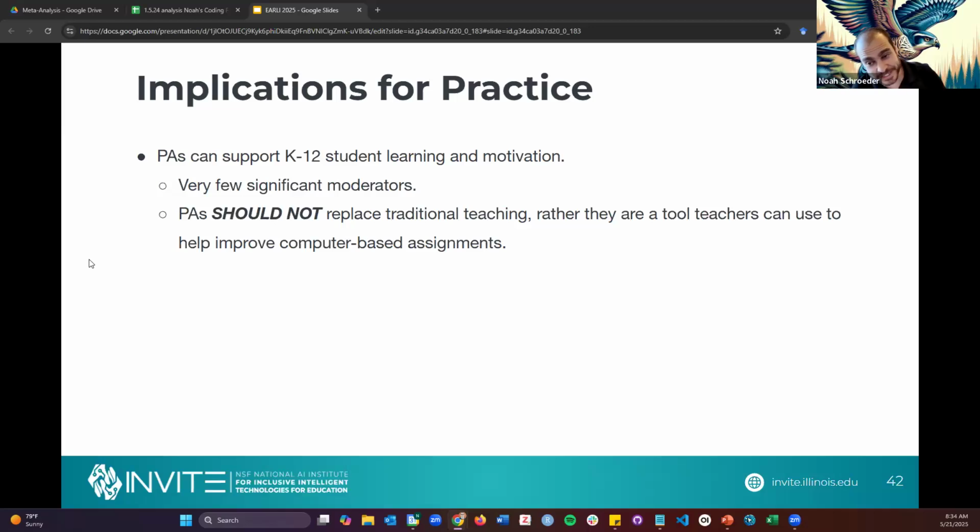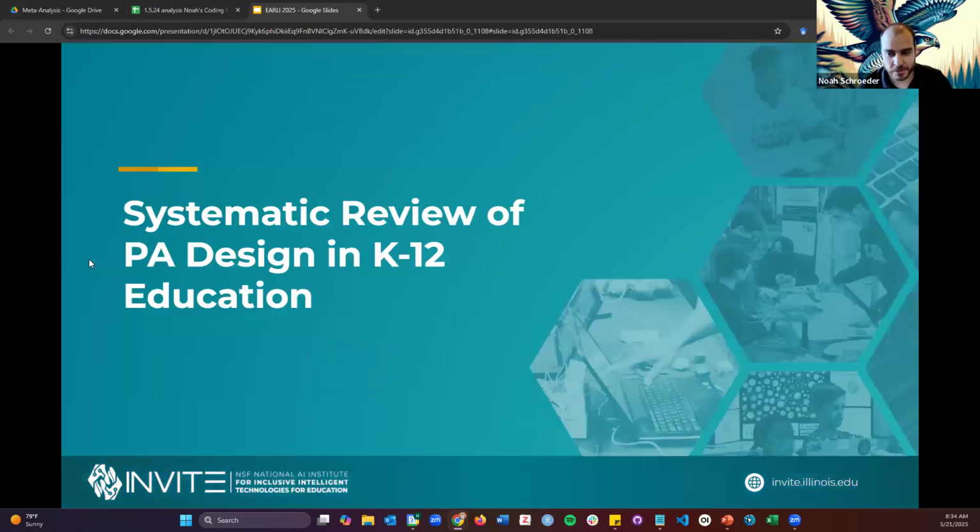Okay, implications for practice. Agents can support learning and motivation. Very little moderated this, but they should not replace traditional teaching. So like I was starting to say before I interrupted myself, we really wanted to look at the design of characters to understand what types of characters are actually more effective than others.